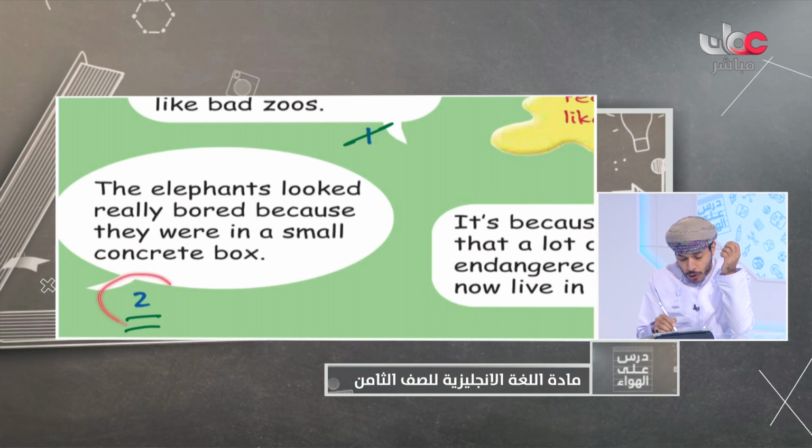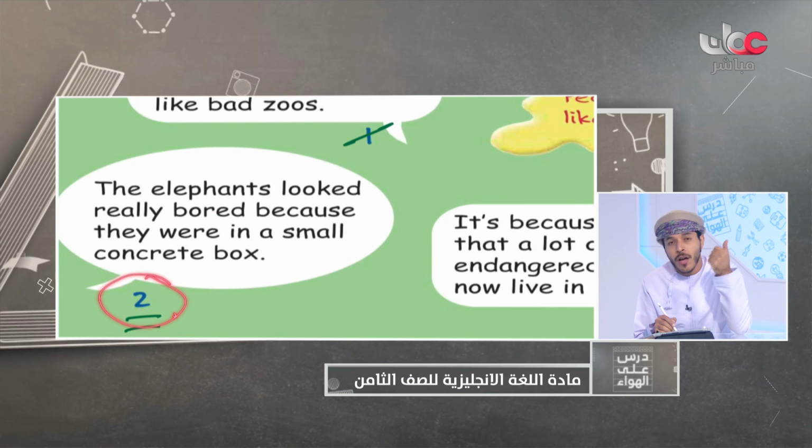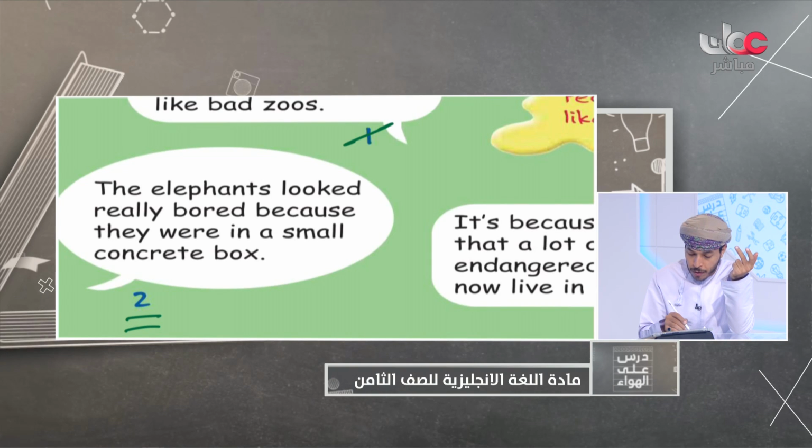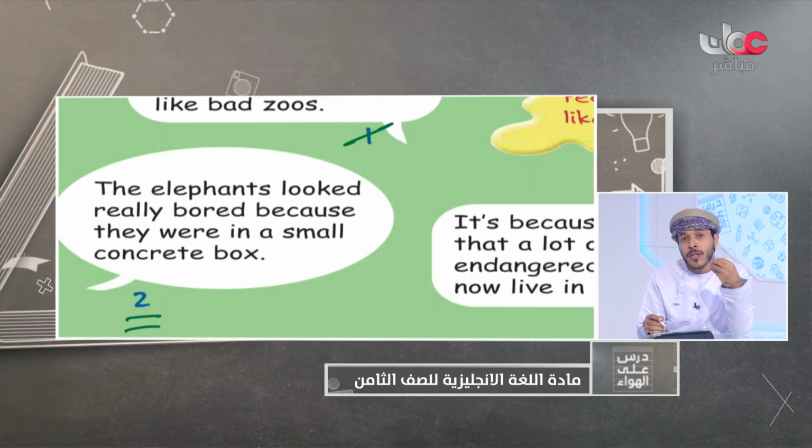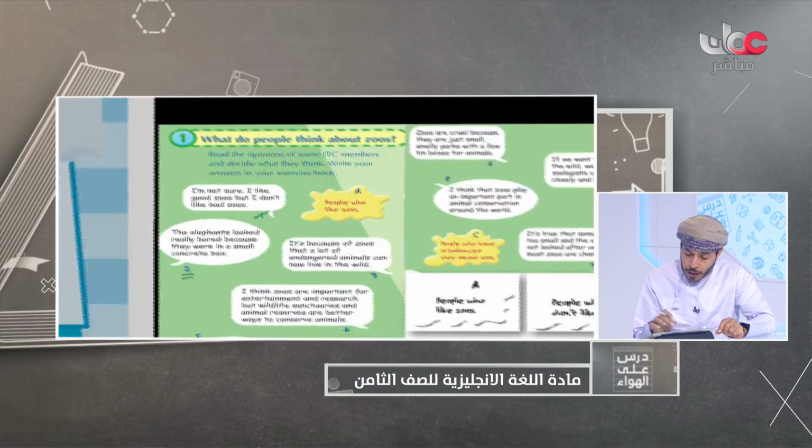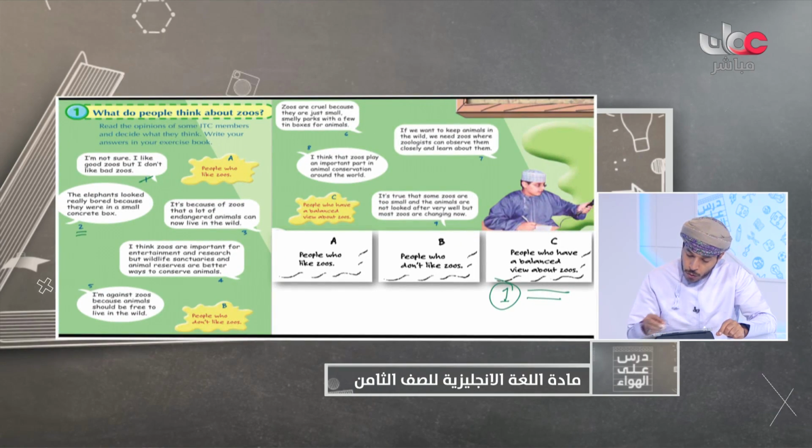So this point of view is considered to be in which group? Group A, people who like zoos. Group B, people who don't like zoos. Or group 3, people who have balanced views towards zoos. I think this one is a negative point of view, and it is done by a student who doesn't like zoos. So the answer is going to be in group number 2, or B. So here is number 2.